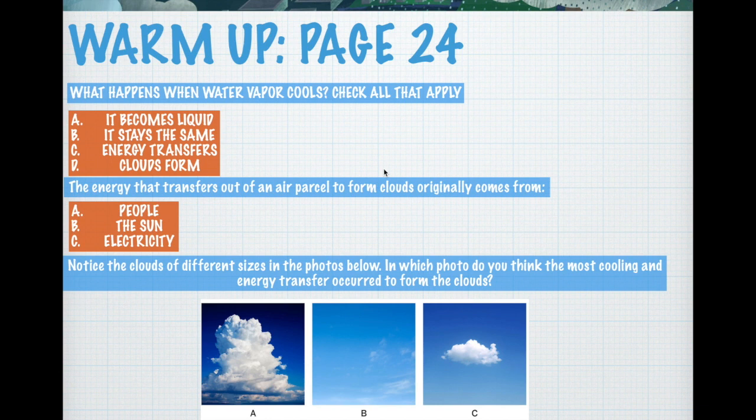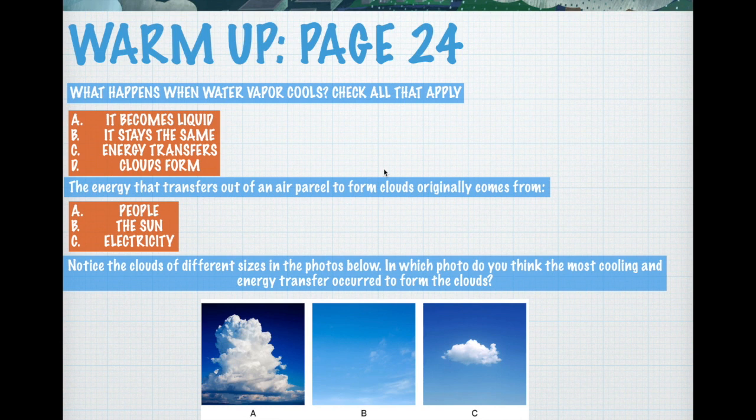B says it stays the same. If we know it changes to a liquid, it can't possibly stay the same. Then C says energy transfer. We know that as things change, it requires energy to make something change or move. So we know that there's going to be some type of energy change. So C is also correct. And D, clouds form. This is actually the point when a cloud forms. As it goes from water vapor and cools off, it becomes a liquid. That is condensation.